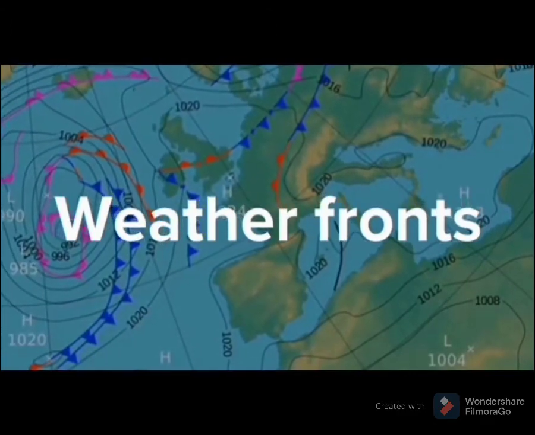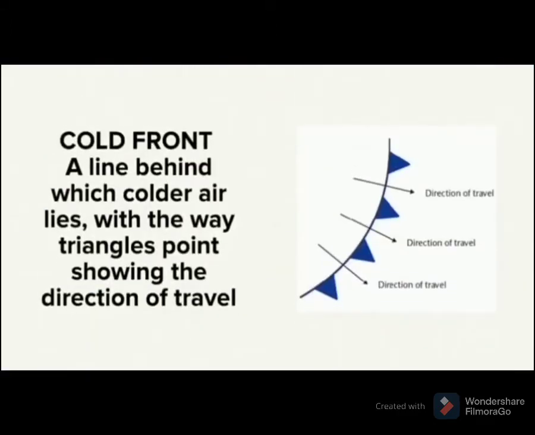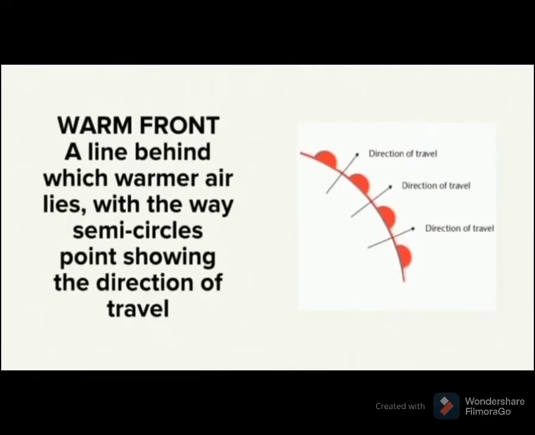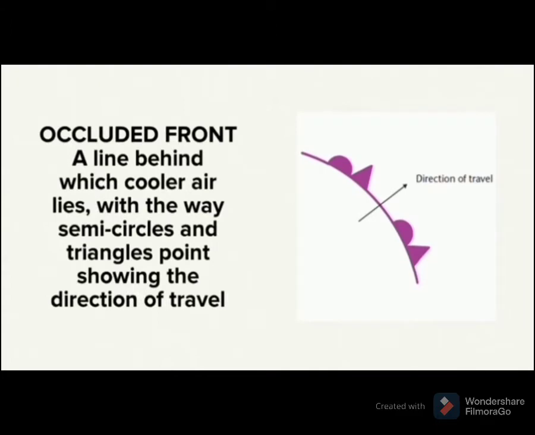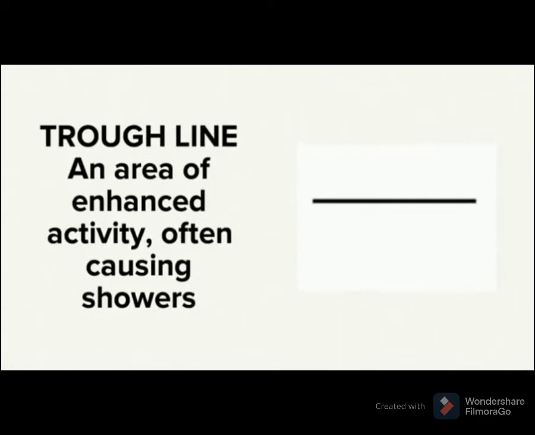Weather fronts. Cold front, a line behind which colder air lies, with the way triangles point showing the direction of travel. Warm front, a line behind which warmer air lies, with the way semicircles point showing the direction of travel. Occluded front, a line behind which cooler air lies, with the way semicircles and triangles point showing the direction of travel. Trough line, an area of enhanced activity often causing showers.